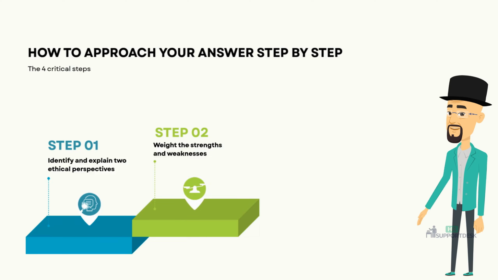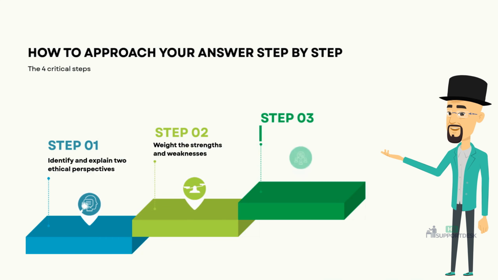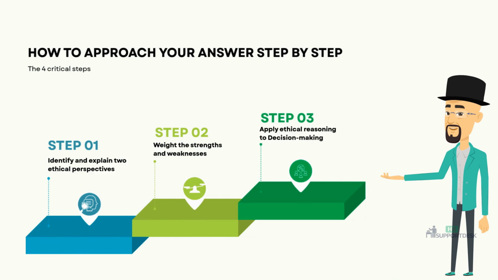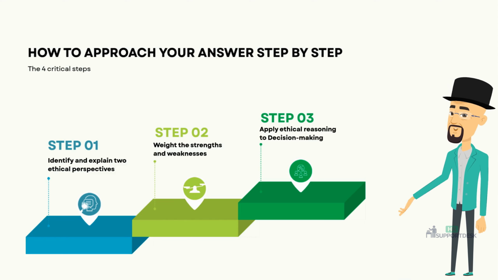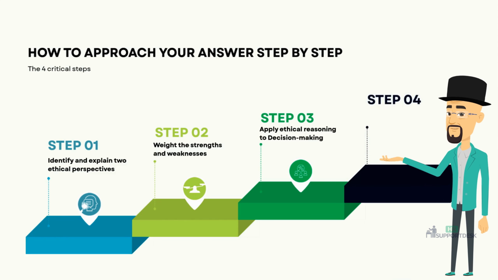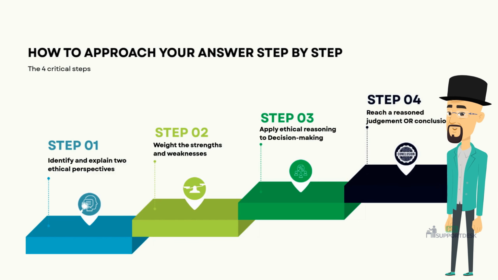2. Weigh the strengths and weaknesses of each perspective. 3. Apply ethical reasoning to Technivara's decision-making by assessing the impact of using different ethical perspectives on organizational decisions. 4. Reach a reasoned judgment or conclusion about their effectiveness. Let's break this down step by step.